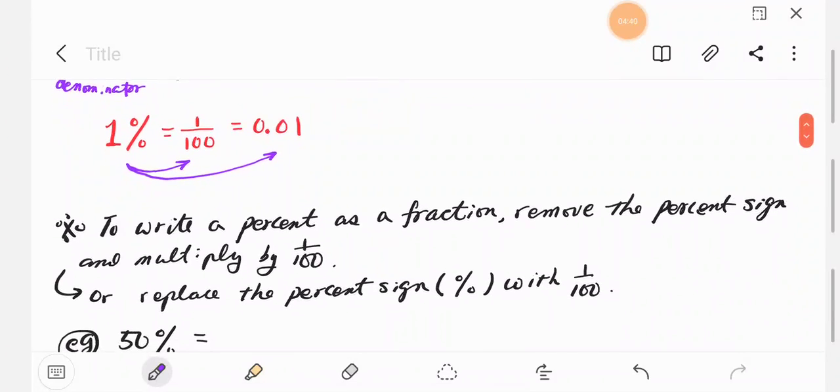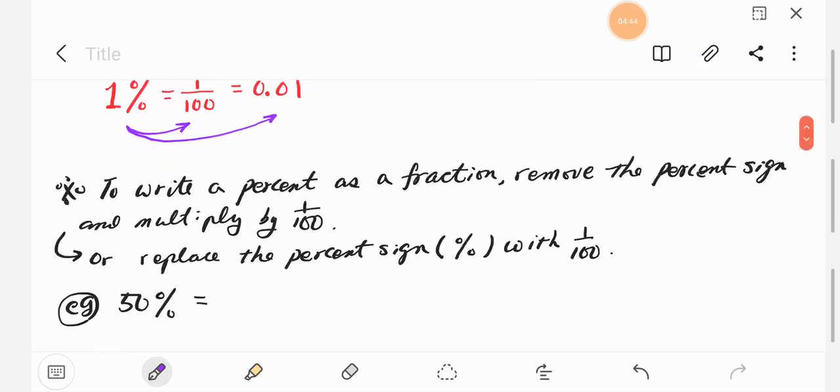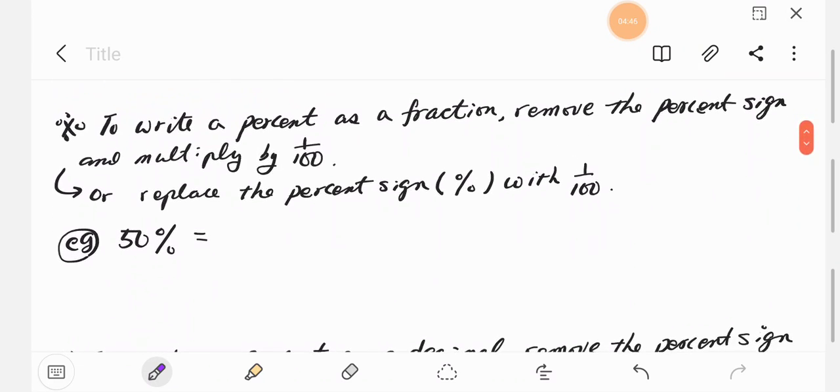Now, to write a percent as a fraction. Look at this. For example, 50%. I'm going to write this 50% as a fraction.